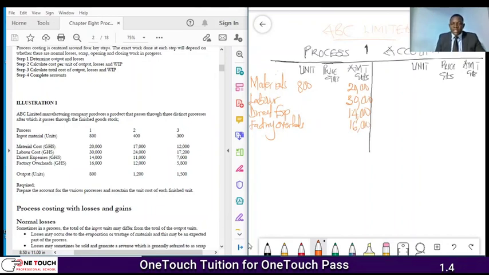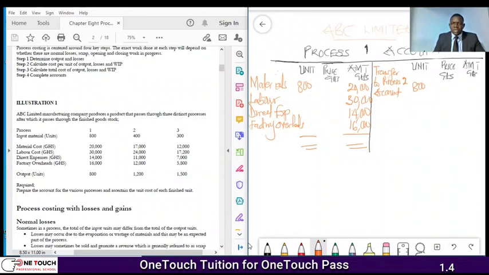So at the end of the day, we look at the units to the process, the total cost associated, and at the end, how many units came out. Whatever came out will be transferred to what? To the next process. So transfer to process 2 account. And the total unit to be transferred is 800 because the output was 800.